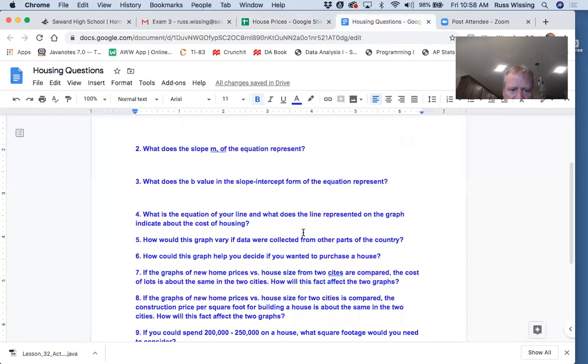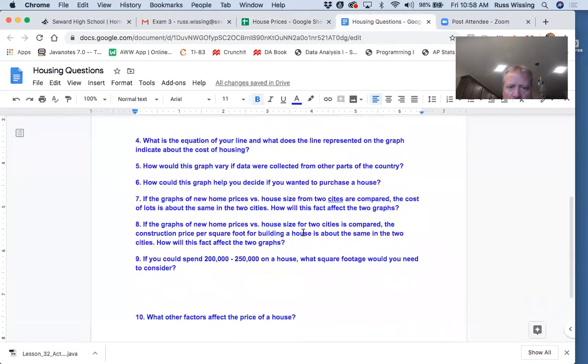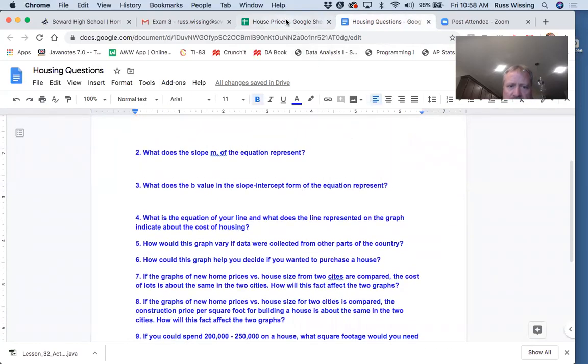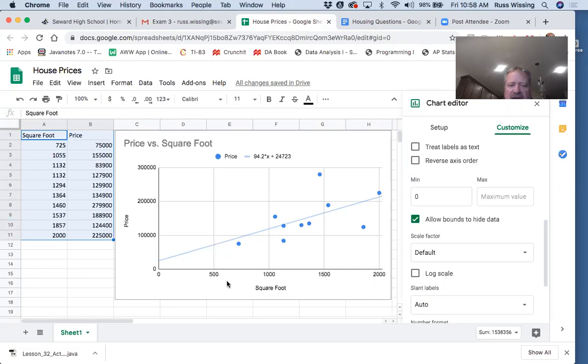All right, so let's go down to the next one. How would it vary if the data were collected from other parts of the country? So let's say we're going to buy some house down in Florida, right on the beach on the ocean. What do you think might change? Anybody can jump in here. What might change if I'm buying a house in some really nice area on a really nice beach right on the ocean?